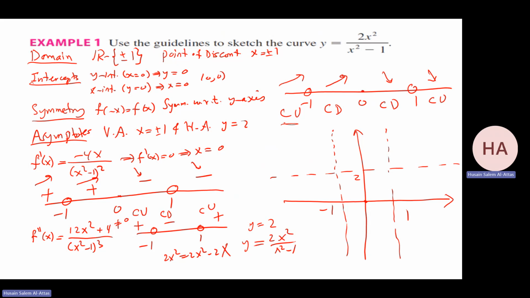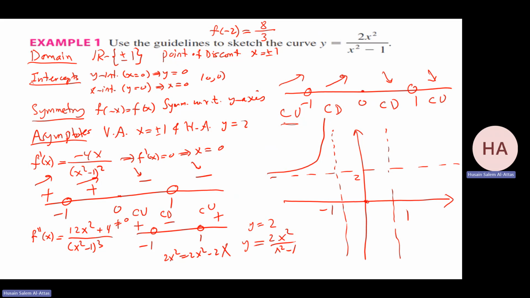So check f of minus 2. It will be what? 8 over 3, which is greater than 2, since the asymptote is y equal to 2. So I am here. For sure, I am on this side. Concave up and increasing. And this is an asymptote, so it will go beside this. So that will be the sketch here.